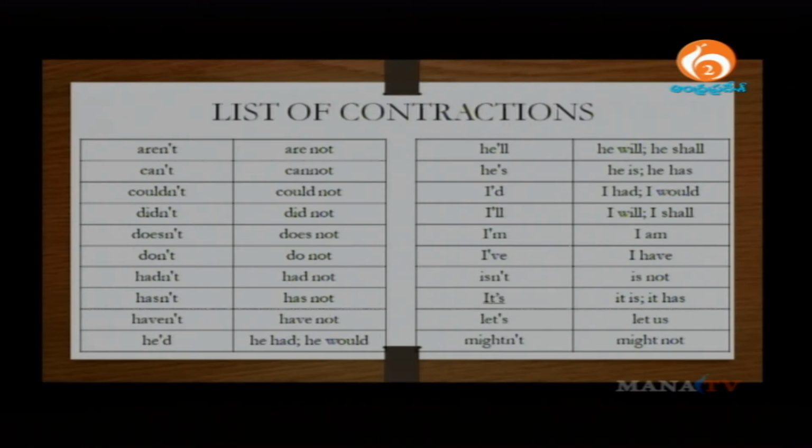Next we have he'd, which has two meanings here: he had, he would. He had is past, he would is like present past. He'll, he will, he shall. He's, he is, he has. I'd, I had, I would.